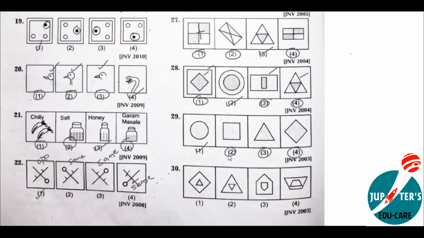Next, question number 30. In option 2, option 3 and option 4 we have the same figures inside and outside, but it is inverse. In option 2 we have a triangle outside and inside also a triangle, but it is reversed. In option 3, outside we have 5 sides, inside also 5 sides, but it is reversed. In option 4 we have 4 sides outside, inside also 4 sides, but it is reversed. But in case of option 1 we have one figure outside and another figure inside. So option 1 is our answer.